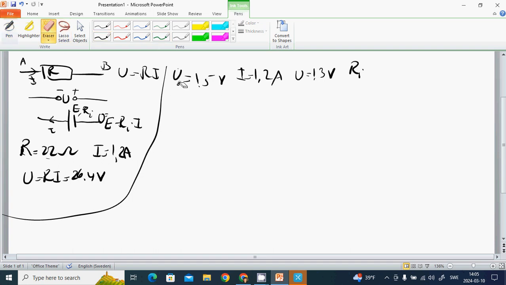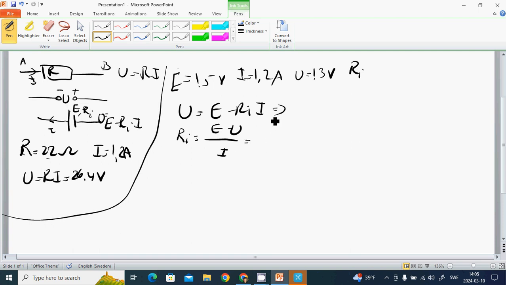This one is E. Then U equals E minus Ri I, then Ri equals E minus U divided by I. Putting in the values, we get 0.17 ohm. What is the effect of the battery? P is UI, it is 1.3 multiplied by 1.2, which is 1.6 watt.